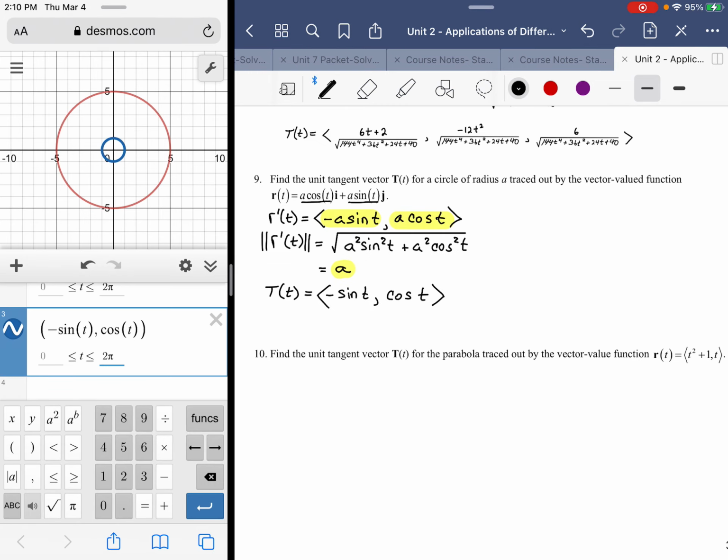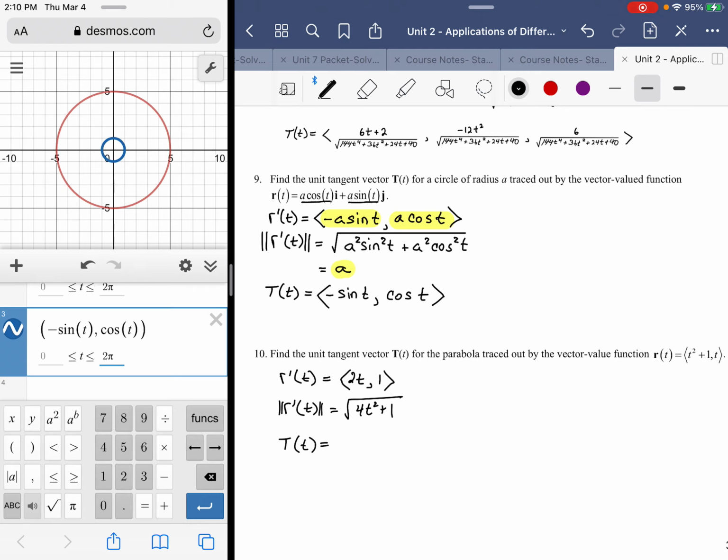All right, so find the unit tangent vector T of t for the parabola traced out by the vector valued function, all that good stuff. So I need r prime of t, easy enough, 2t comma 1. I need that magnitude. So 4t squared plus 1 under the radical. There's no simplifying that. But I don't really need to.